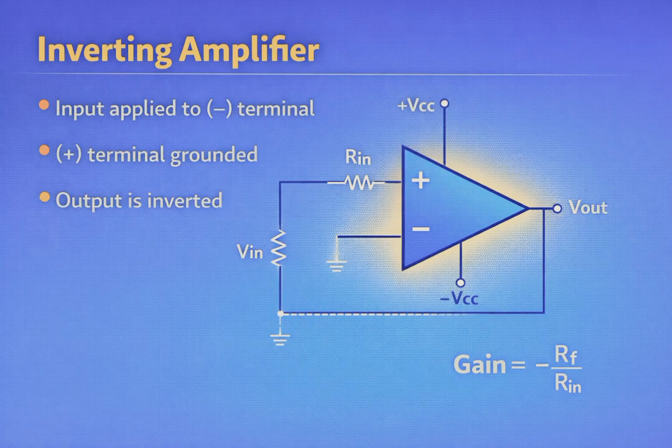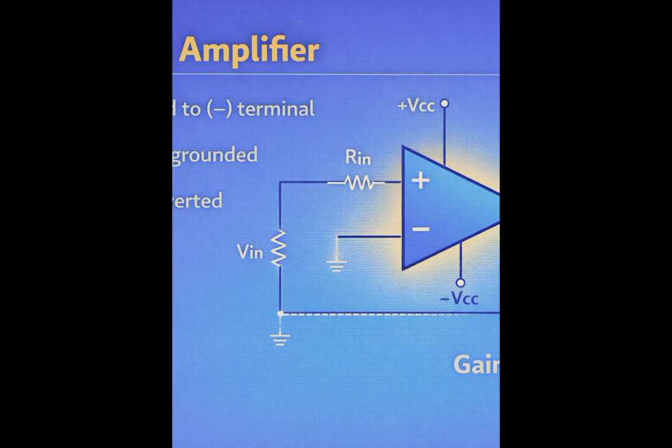Inverting amplifier. Now we will discuss the inverting amplifier. In this configuration, the input signal is applied to the inverting terminal. The non-inverting terminal, plus, is connected to ground. The output signal becomes inverted, meaning it is opposite in phase to the input. The gain formula is gain is equal to minus RF by Rin. The negative sign indicates inversion.